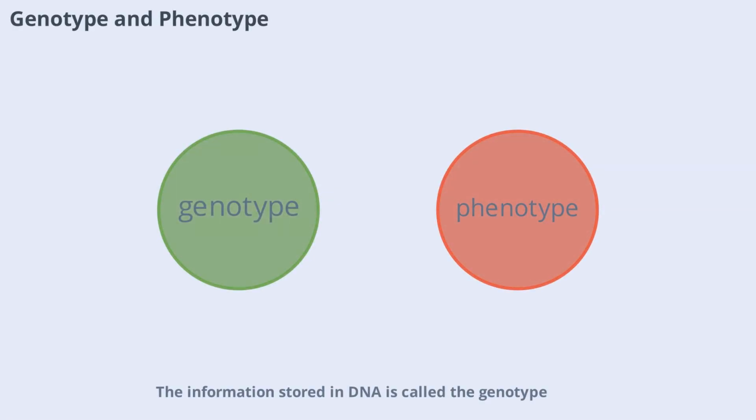Information stored in DNA is called the genotype. This genetic blueprint interacts with the environment to produce an organism's observable traits, known as the phenotype. For example, your genes may determine your potential height, but nutrition and health also play a role. The interplay between genotype and phenotype shapes every living thing, making each individual unique.